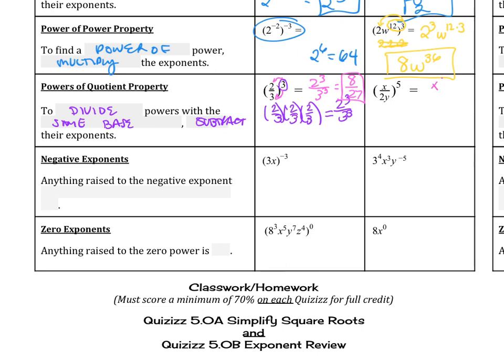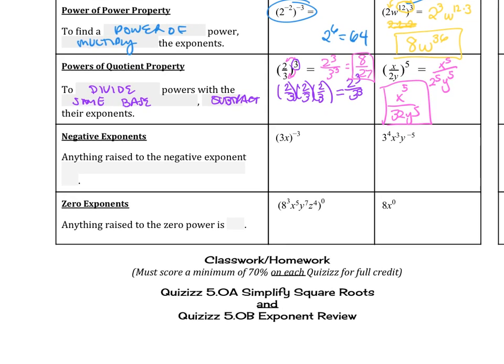Okay, so this is x to the 5th over 2 to the 5th and y to the 5th. So don't forget that 5th power also needs to go to the 2. So this simplifies to x to the 5th over 32y to the 5th. And that is done. Okay, 2 more.